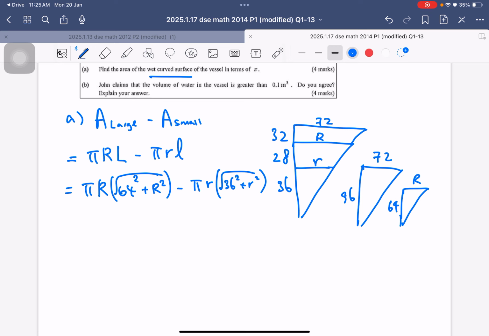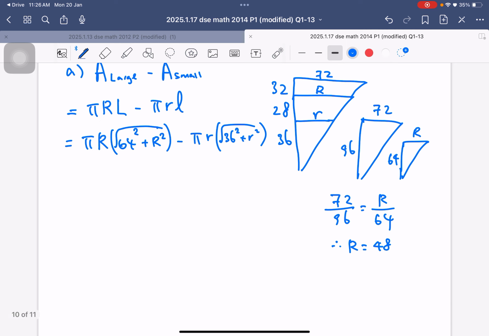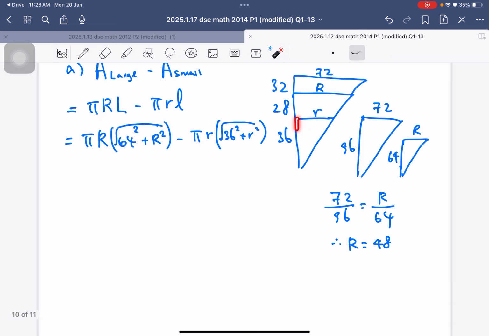64. Then we can say 72 divided by 96 is equal to R divided by 64, so that the big R is equal to... what is the big R? The big R is 48. Okay? 48. Then we still have the small triangle, isn't it?